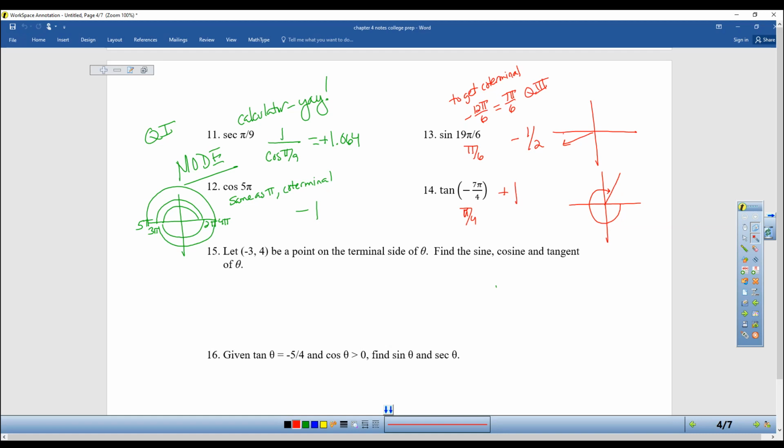Okay, moving on. Number 15. Let -3, 4, so let me draw that. 1, 2, 3, 1, 2, 3, 4. -3, 4 be a point on the terminal side of theta. So there's my theta. So I know I'm in quadrant 2. Find the sine, cosine, and tangent. So now we're going to be combining a couple things that we've learned. Well, first of all, quadrant 2, this is positive, this is negative, this is negative. I'm already halfway there.